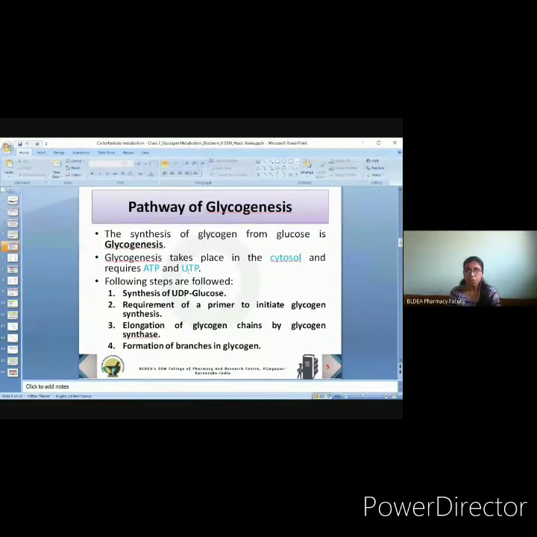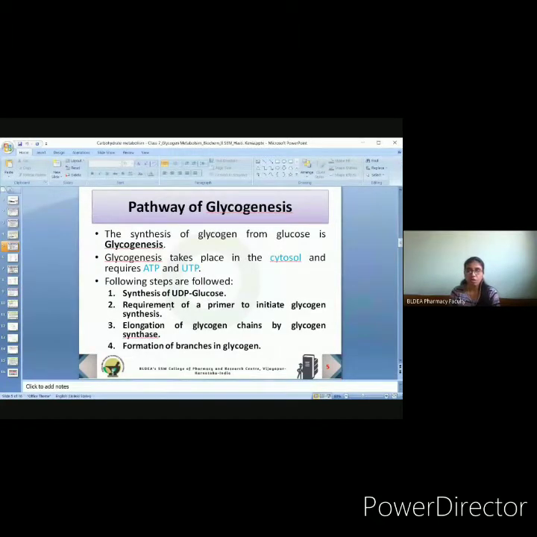For this UDP glucose synthesis, UTP is required, that is uridine triphosphate. So this is adenosine triphosphate, and this is uridine triphosphate. Now this UTP is utilized for glycogenesis. The different steps involved in glycogenesis are, first, synthesis of UDP glucose from UTP as well as glucose molecules.